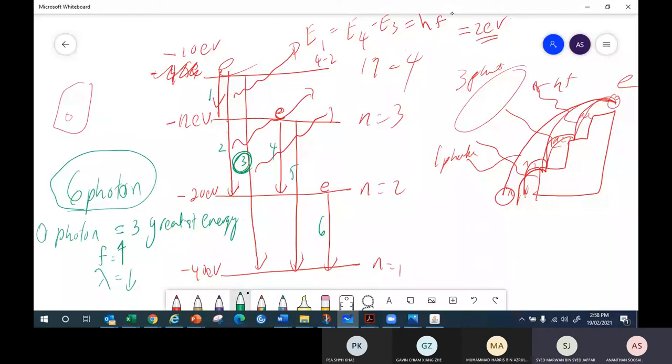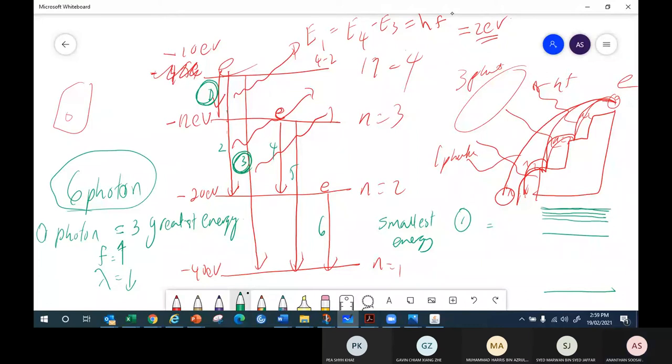Okay, out of 1 to 6, which is going to have the smallest energy? Smallest energy, anyone? Number 1. Number 1 will be the smallest energy. Why is number 1 the smallest energy? Because the energy levels are quite close. From the quantum development, the ground state and the first state is the furthest. When you go up, the energy levels get closer and closer. So for the top transition, the energy released is very, very small.